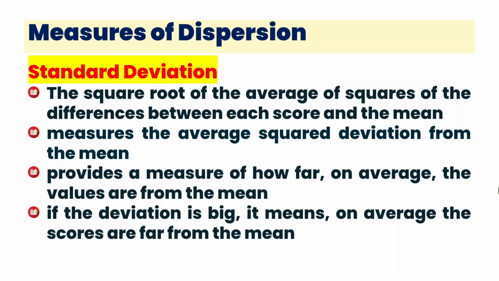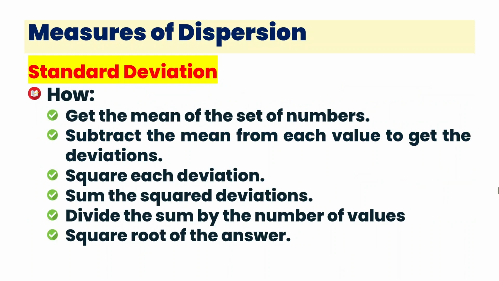So how to solve for the standard deviation? First, solve for the mean of the set of numbers. We already know how to do this in our previous lesson. Then subtract the mean from each value to get the deviations. After that, square each deviation. After that, sum the squared deviations or get the total. After that, divide the sum by the number of values and extract the square root of the answer.